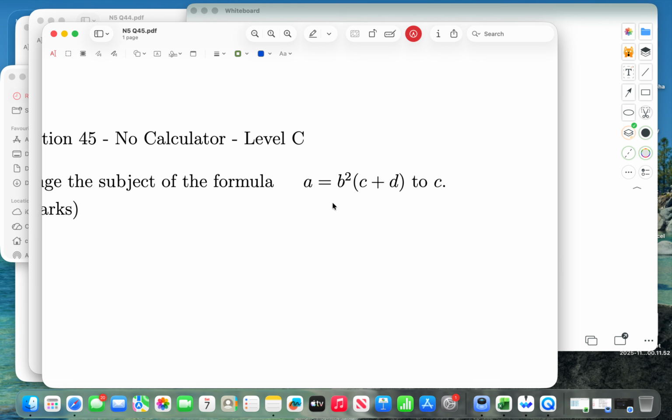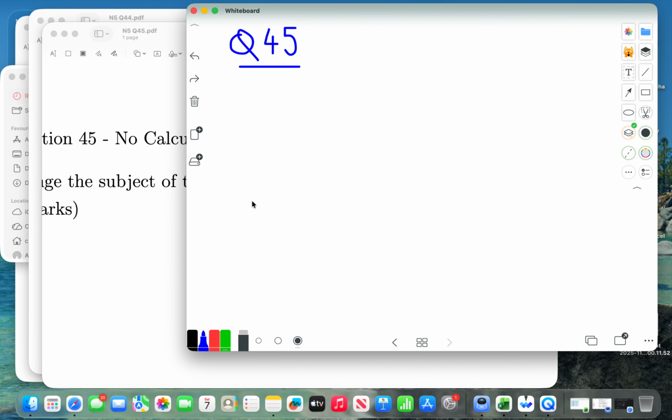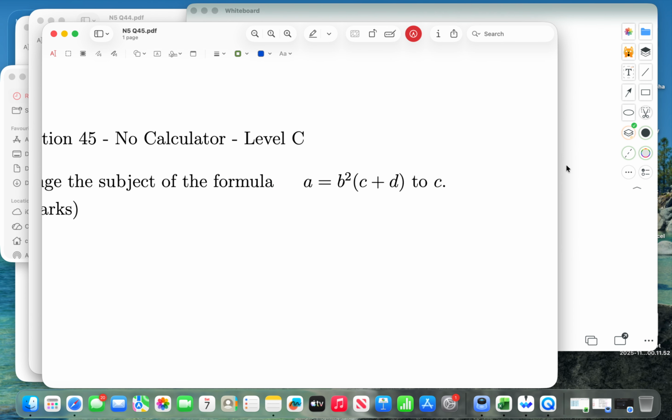What that essentially means is we need C on its own on the left hand side, and the right hand side cannot have a C. So let's get started. A equals B squared C plus D.